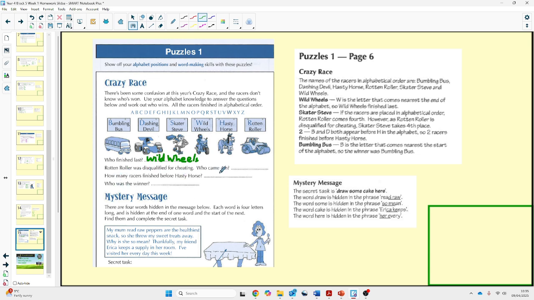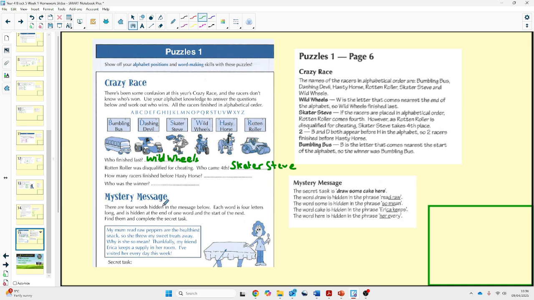And then Rotten Roller was disqualified for cheating. Who came fourth? Well, if the skaters are placed in alphabetical order, Rotten Roller comes fourth. However, as Rotten Roller is disqualified for cheating, Skater Steve takes fourth place. So it's Skater Steve in fourth. I would suggest as well on this that you actually write above the positions they came in. That might really help you.